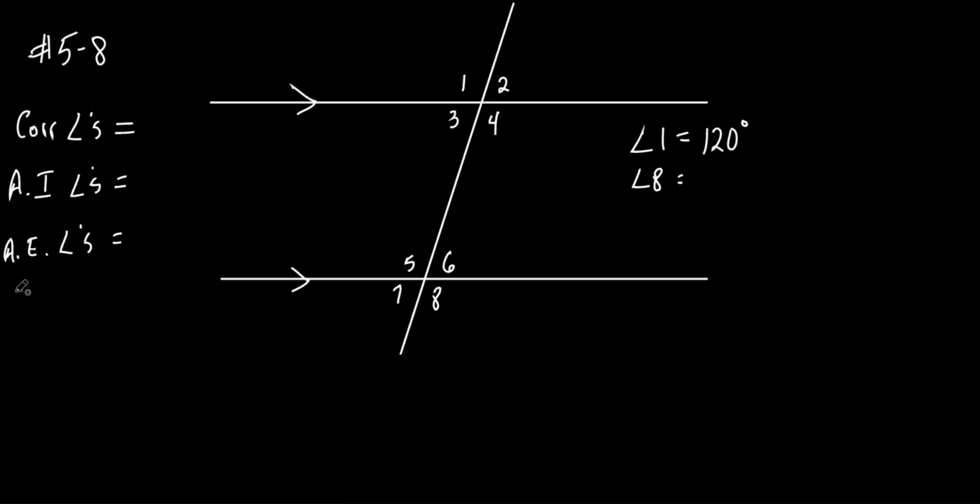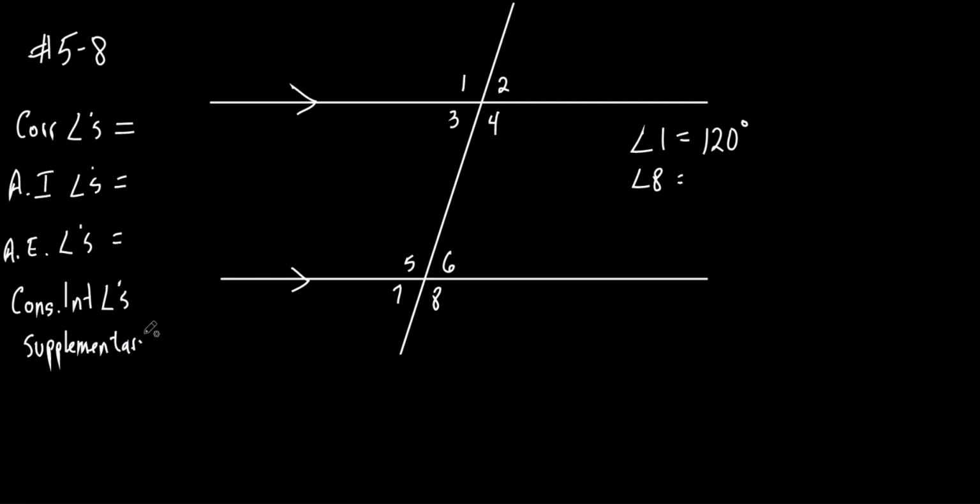What's the one that's not equal? Consecutive interior angles. The consecutive interior angles are not equal to each other. We have a good geometry word. What do we call it? Starts with an S. Supplementary. Okay, I'll write out the whole word.